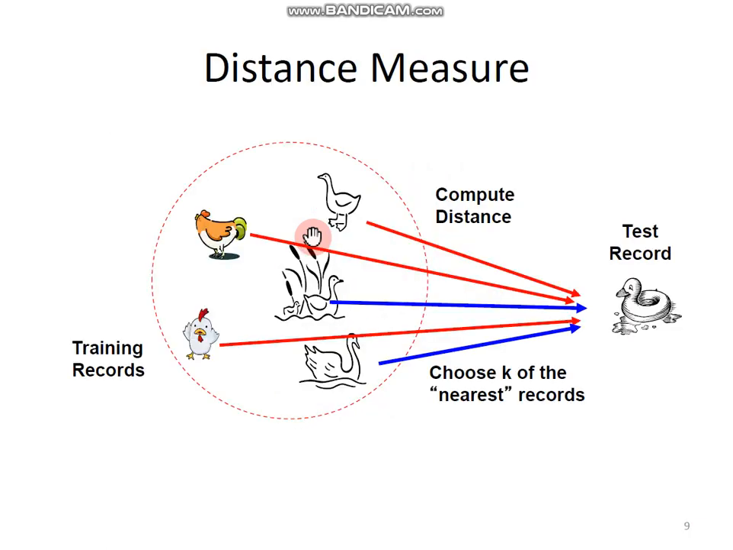Now the next task is to compute the distance. How are we going to compute the distance? All these data points are known as the training records, and this is the test record. Our task is to compute the distance of each training record from the test record and find the k nearest, so that we know which are the nearest to the test record.